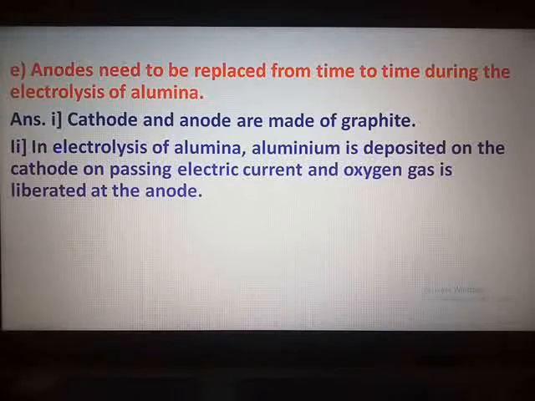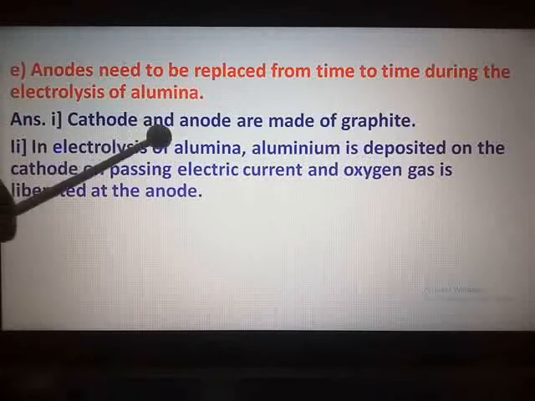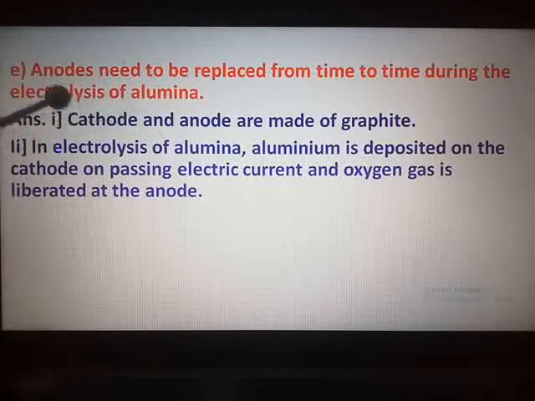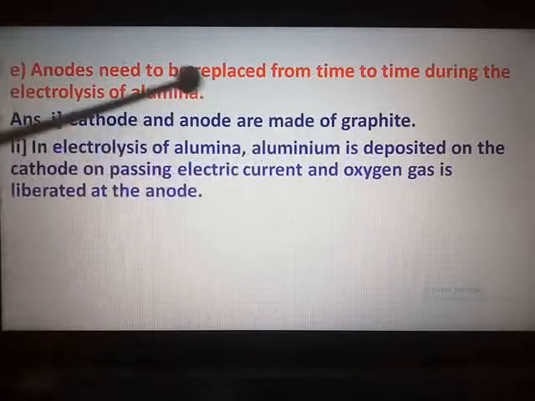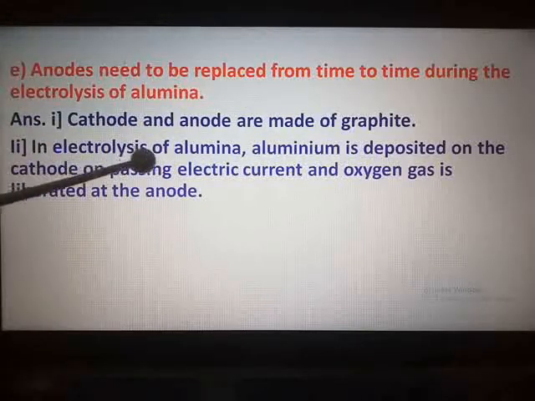Point number 2. Now this you can mark in the textbook, page number 104, below figure 8.12, extraction of aluminium. Below that you can mark, in the electrolysis of alumina, and this you have to copy from the question: aluminium is deposited on the cathode on passing electric current and oxygen gas is liberated at the anode. In the middle, the molten aluminium and all that part is given, you can just ignore it.